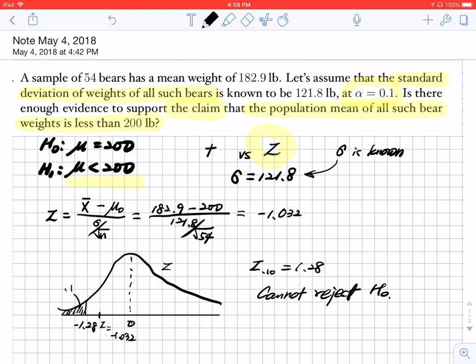For the interpretation, we usually focus on the alternative hypothesis. We failed to reject, or cannot reject, the null. We don't have strong evidence, we don't have enough evidence, to support that the alternative hypothesis is true. We don't have strong evidence to support that the population mean of all such bears is less than 200 pounds. That is the interpretation.